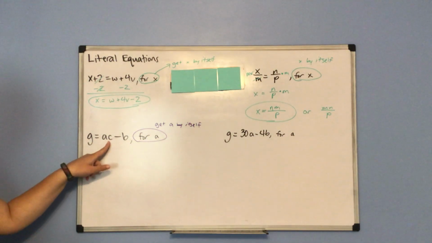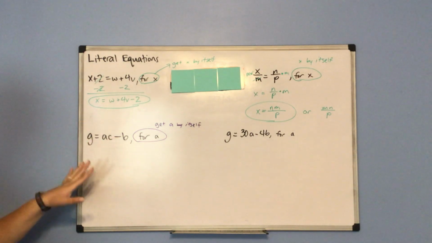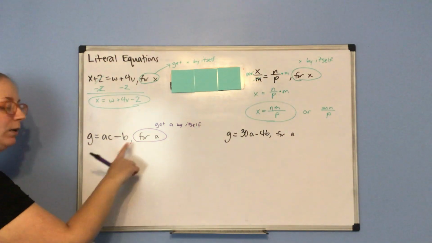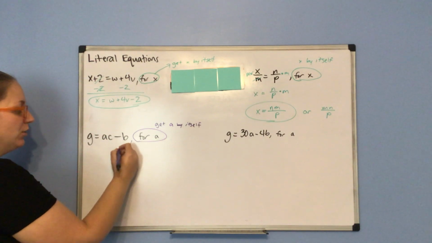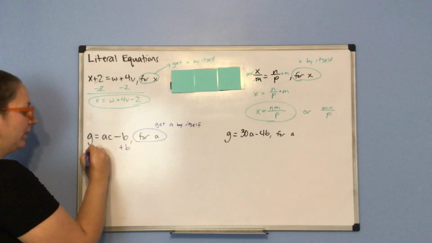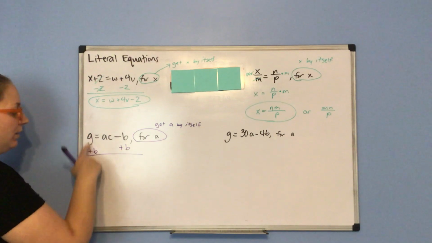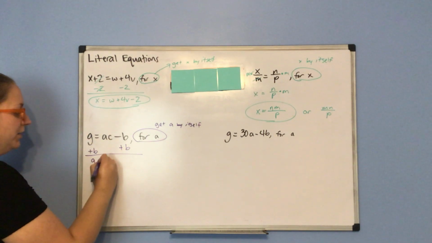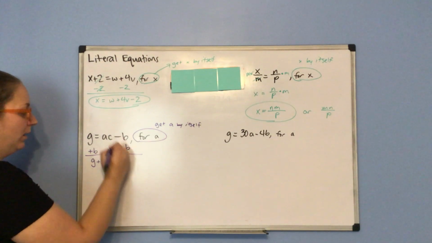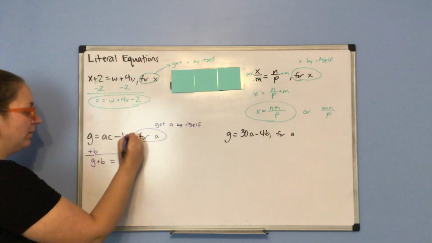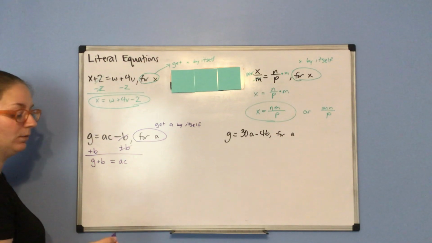So I have a times c minus b. Just like when we solve equations with numbers, we want to undo our subtraction and addition first by doing the opposite. To undo minus b, I'm going to add b. So this side is now just g plus b. I can't do much else with that because they're not like terms. Other side, ac stays the same, but the b's have canceled because that's what I wanted to happen anyway.